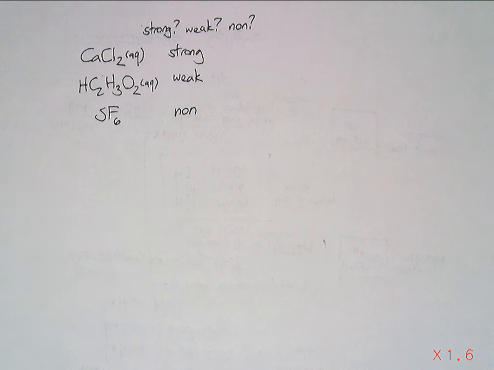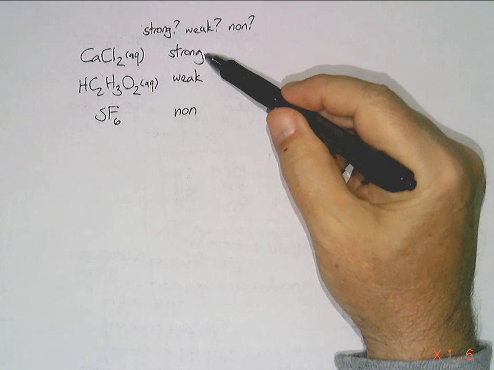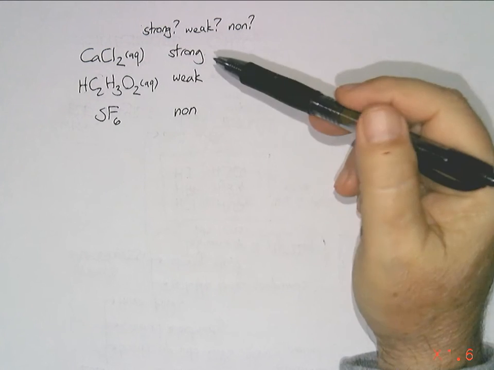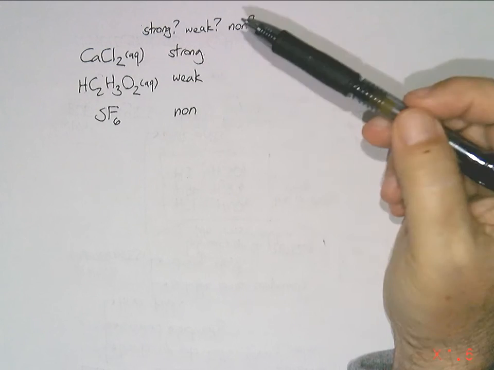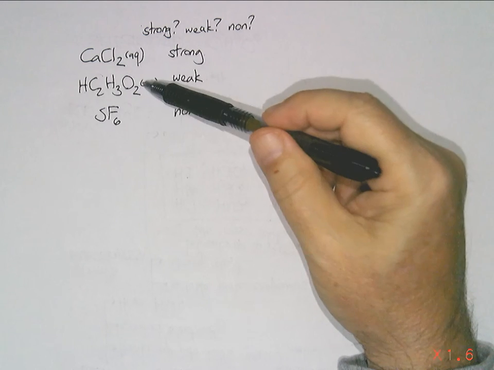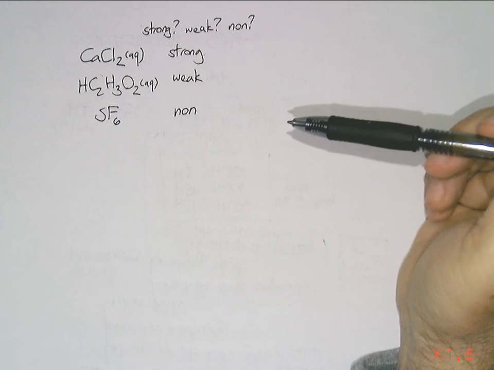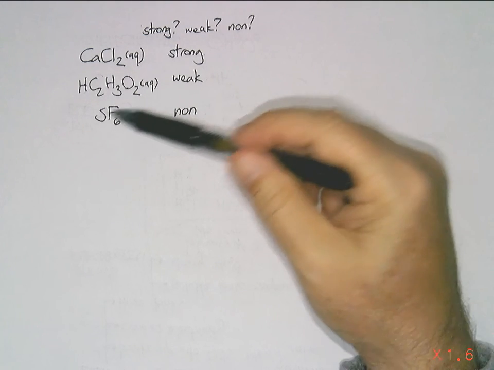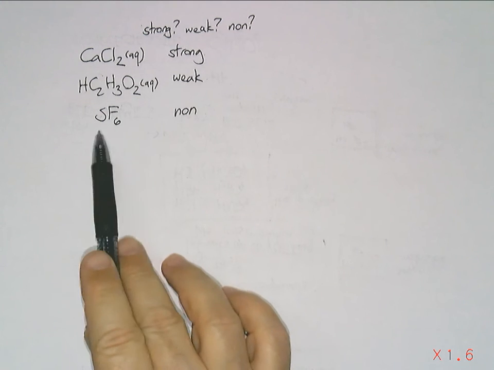So there will be some questions on your worksheet that will ask you to classify things as strong, and these will be either soluble ionic compounds or strong acids. Weak, these will be acids that are not on your strong acid list. Or non, these will be covalent compounds. There'll only be nonmetals in them.